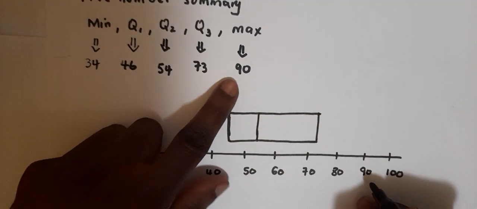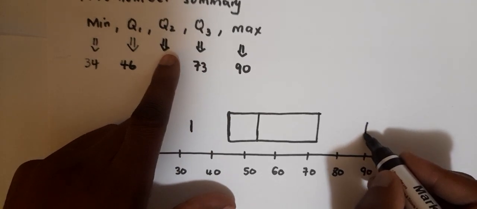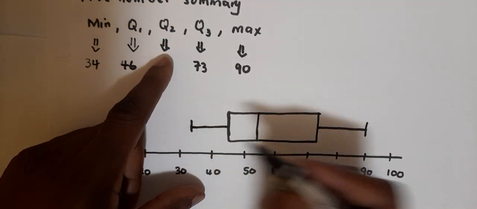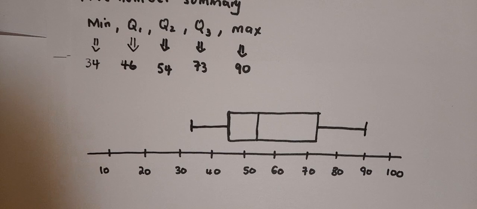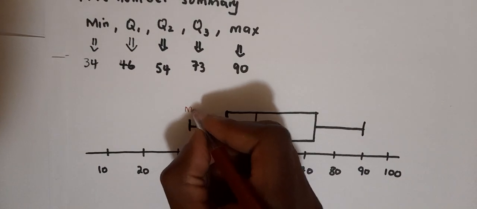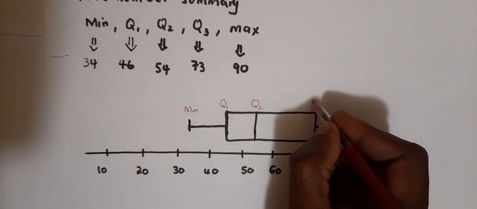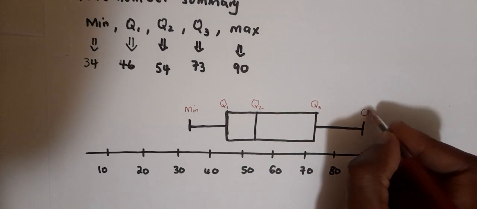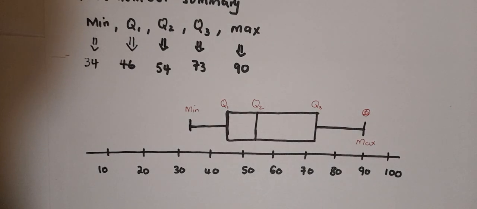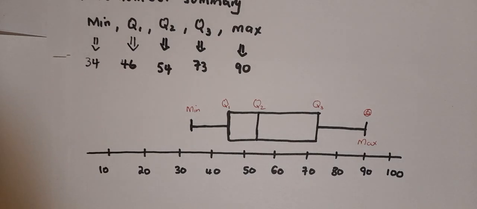And then the last one is a 90. Then I'll have my 90 right over here. All you need to do is join these whiskers to your box. Then this would be our box and whisker diagram, grade 10, whereby this is our minimum, this is our Q1, our Q2, our Q3, and not Q4, but our maximum. That's it, grade 10s.